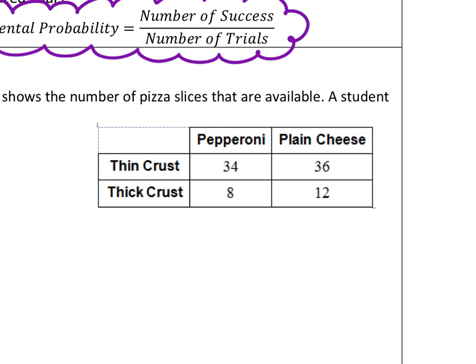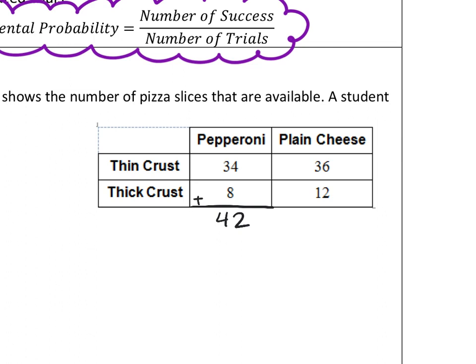Just as, because I know we need this information, and these are called two-way tables, let's find the total number of pepperoni pizzas, okay? If we just wanted the total number of pepperoni pizzas, we'd add up the thick and the thin crusts for how many total pepperoni pizzas? I need your brains to turn on. What is 34 plus 8? 42. So 42 total pepperoni slices are available.